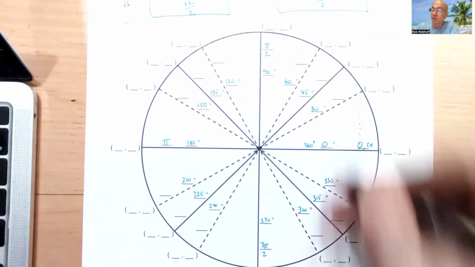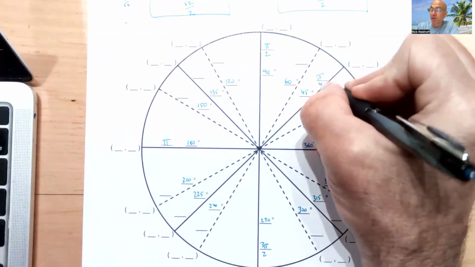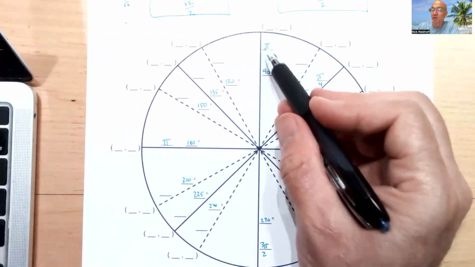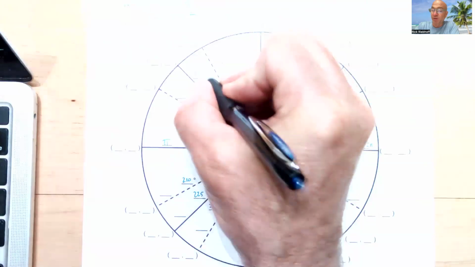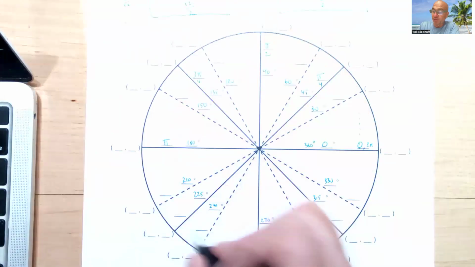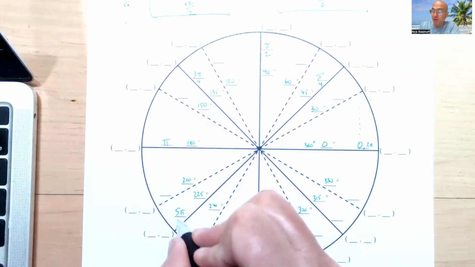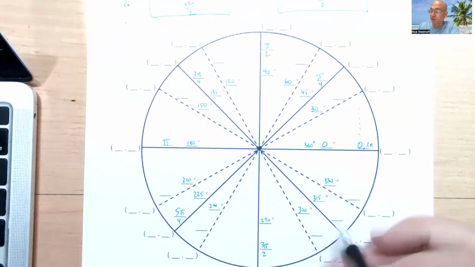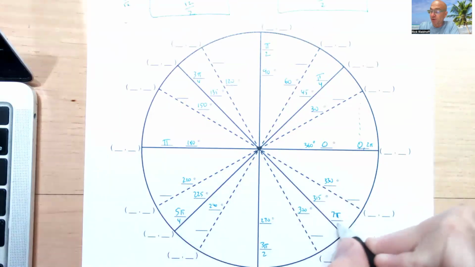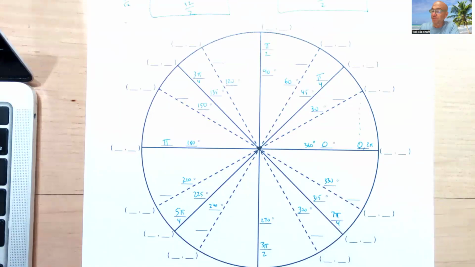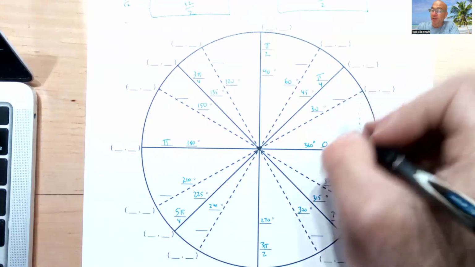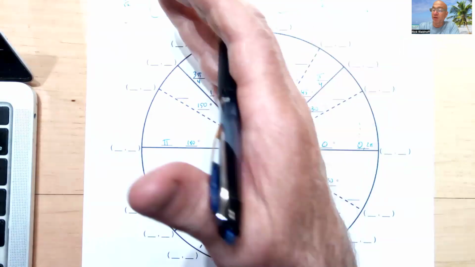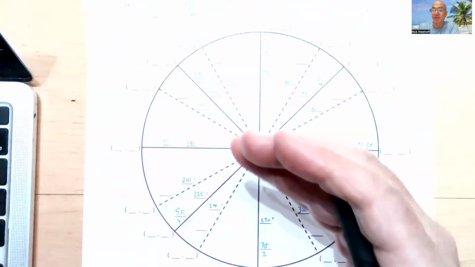Now I'm going to do quarters. This is pi fourths. This would be 2 pi fourths. This is 3 pi fourths, 4 pi fourths, 5 pi fourths, 6 pi fourths, 7 pi fourths. Cool. All right. This is pi thirds. My pi thirds go here, here, here, here. It cuts it into 6 pieces.